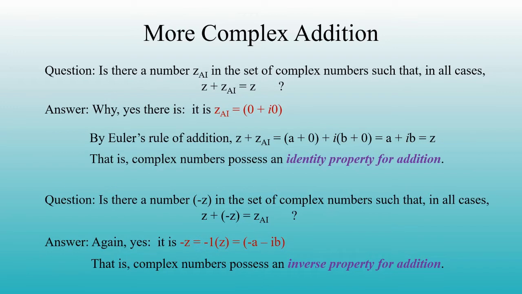This is always important because you need this property to define the operation of subtraction. That is, because complex numbers have an inverse property for addition, we can conclude that subtraction is defined for complex numbers. It is identical to adding negative 1 times the number to be subtracted.